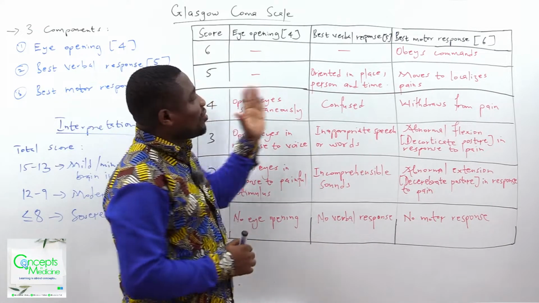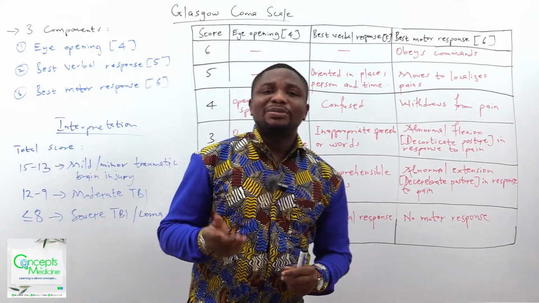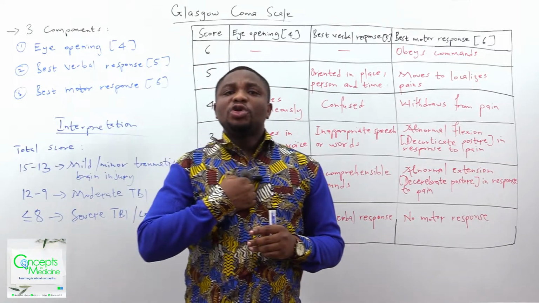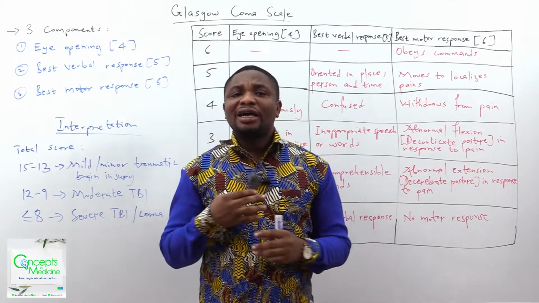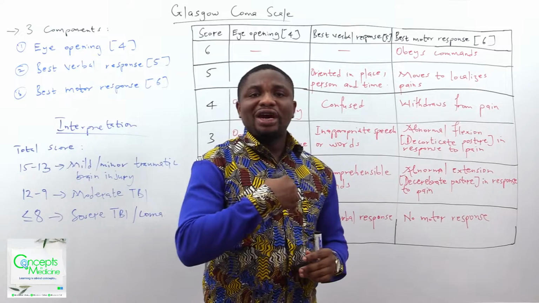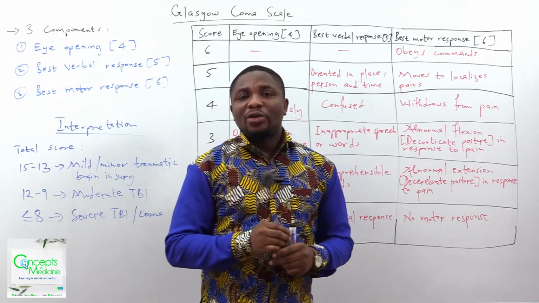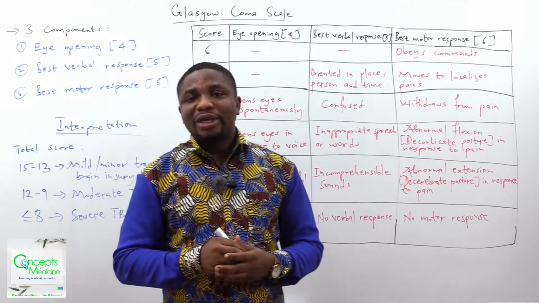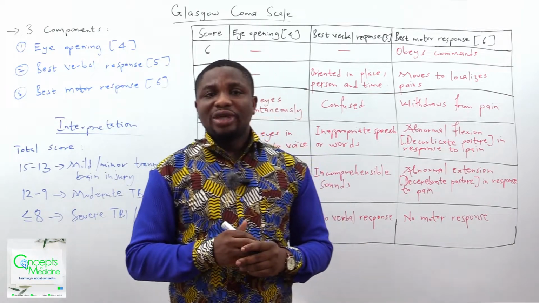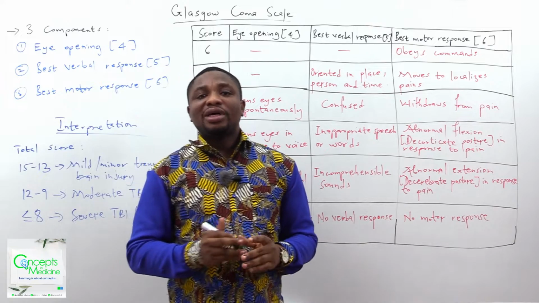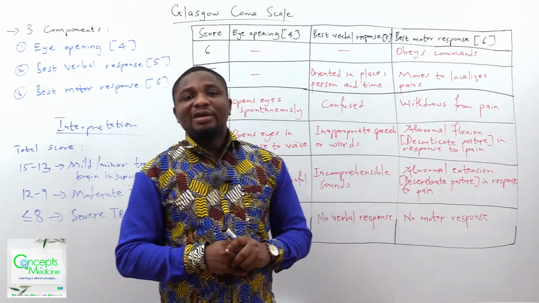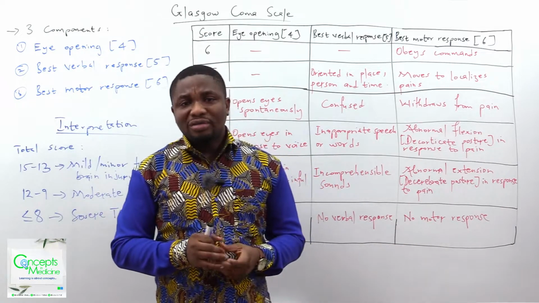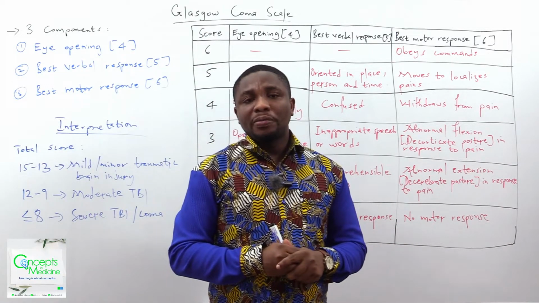The next one, you give a score of 5 if the patient moves to localized pain. When we say moves to localized pain, it means that should you be rubbing the sternum, the patient's hand will be moving towards where you are rubbing, to push your hand away. That is moving to localized pain. And with that, we give a score of 5. The next one, a score of 4 is given if the patient withdraws from the pain. The patient moves the arms away from the pain. You give a score of 4.